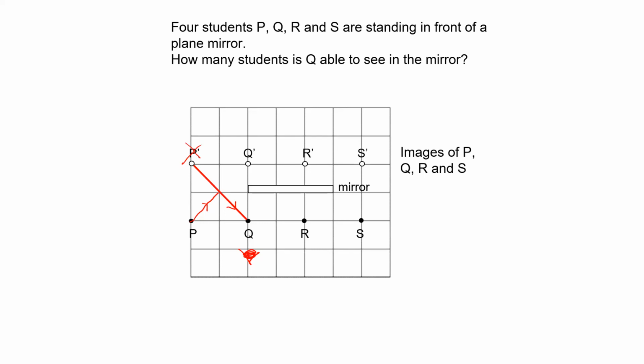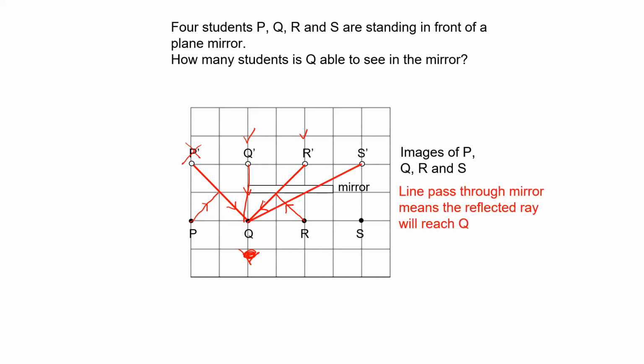Okay, then let's go on to Q. Obviously, I can see Q because Q is directly in front of me. If I were to draw the image line, yes, it will strike the mirror. Okay, R. Yes, R will strike the mirror. I can see R, so the actual ray comes from here to here, bounces, and goes into the eyes. What about S? Oh, S also strikes the mirror, so it means that I can see S.